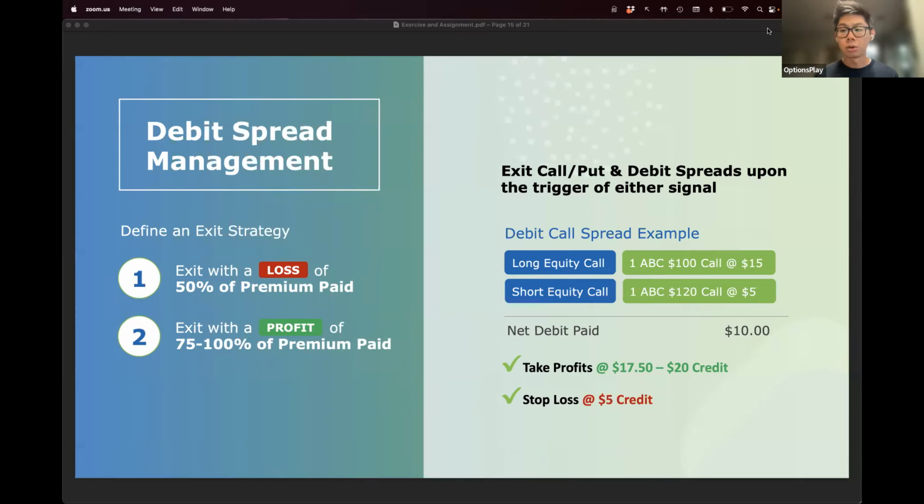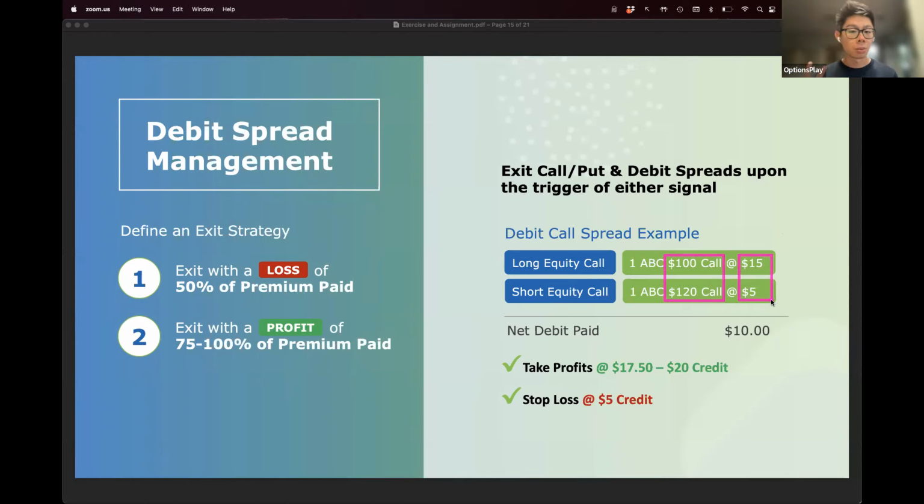If we use an example where we buy a 110-120 call spread for a net debit of $10, that means I've paid $10 for this spread. My maximum risk is $10 per share, or $1,000 a contract.